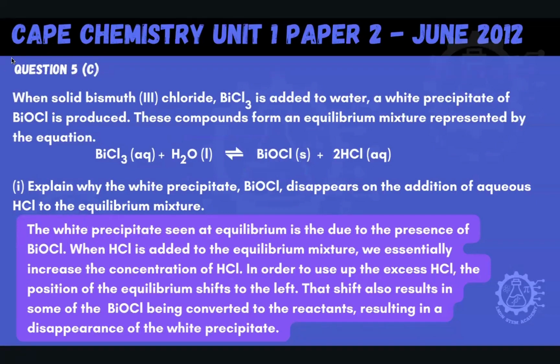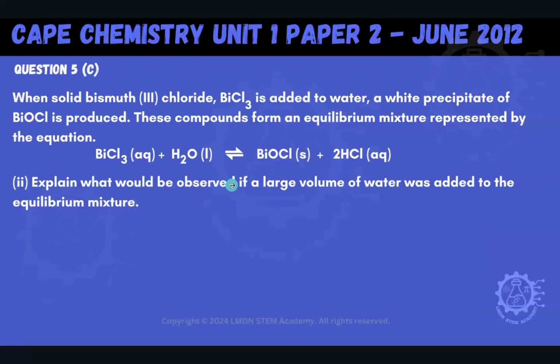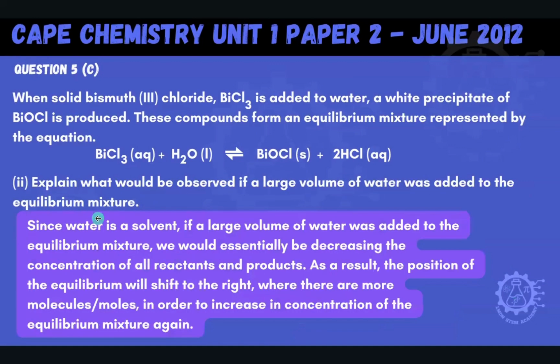Okay, so here's our next part. So here's part 2 of this. Part 2 says, explain what would be observed if a large volume of water was added to the equilibrium mixture, right? So I have my equilibrium mixture. Everything is happy and nice at equilibrium, and I dump a bunch of water into that. So here's what's going to happen now. Since water is a solvent, if a large volume of water is added to the equilibrium mixture, we would essentially be decreasing the concentration of all reactants and products. So we're diluting everything, essentially, right? So we're lowering the concentration of everything.